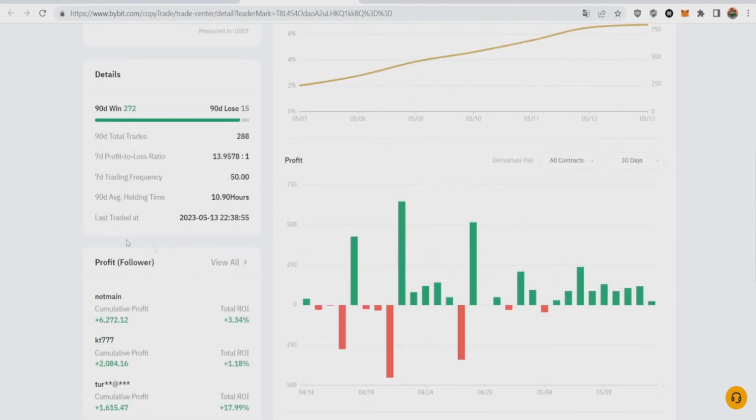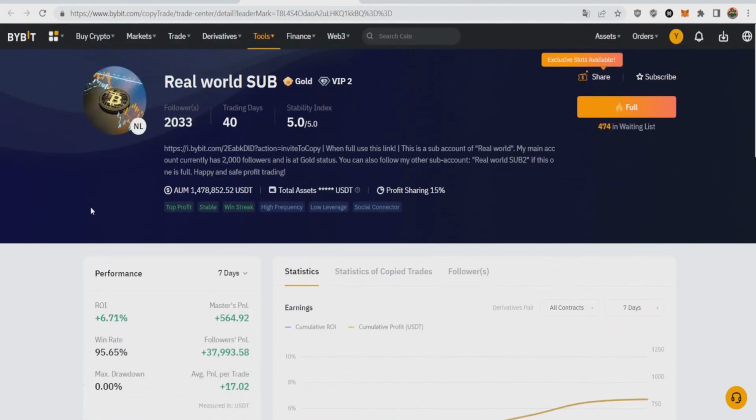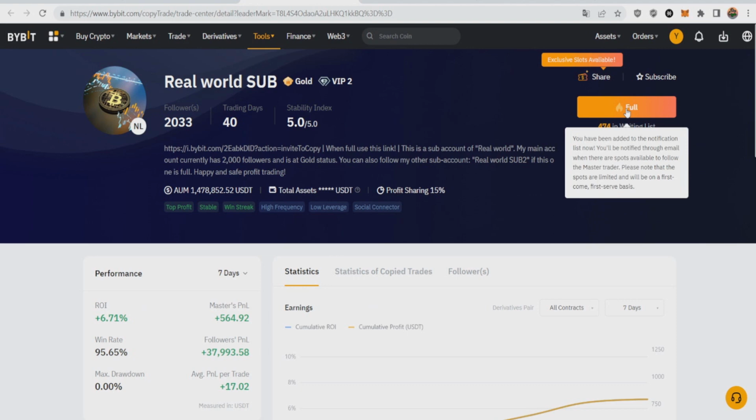Then the last key factor is average holding time. The lower the average holding time, the better. So anything below 24 hours is actually really good. So this guy's doing 10 hours. So we're seeing really good stats. And once you see these stats, all you gotta do is click on copy at the top.